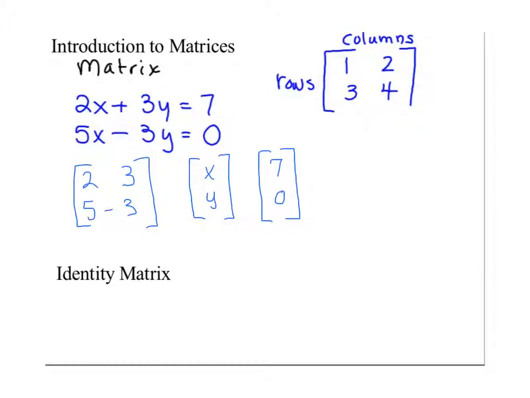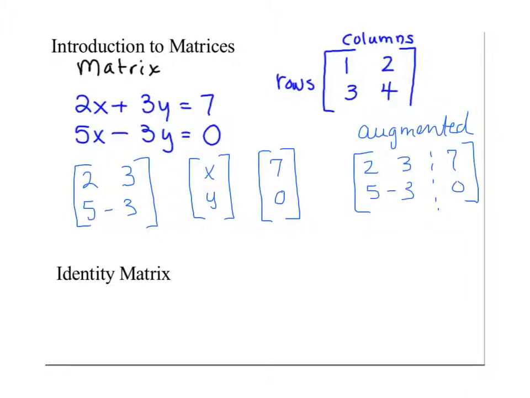Okay. And so another way to do this is like an augmented matrix, and that's where you just write it all in one. So I would have 2, 3, and then there's this little line there, 7, 0, 5, -3. And so this is a 2-row by 3-column matrix. This is a 2x2, this is a 2x1, this is also a 2x1. Okay? An identity matrix looks like this.